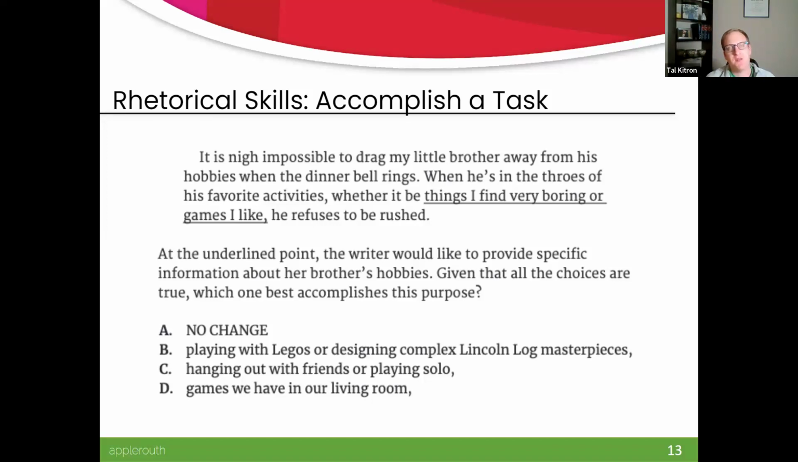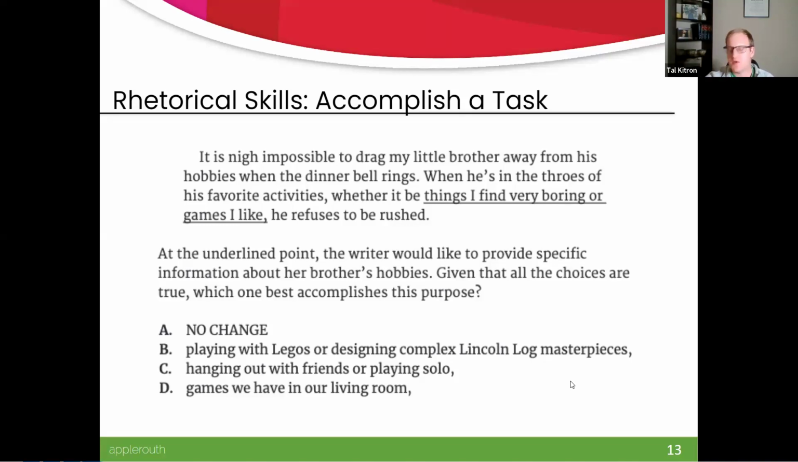This time, instead of looking at the answers, we look straight to the question. What do the writers want us to do? We need to pick a choice that provides specific information about her brother's hobbies. Then I'm looking at all the answers and thinking, okay, A is not that specific. B is pretty dang specific. And then C and D are okay, but pretty general.